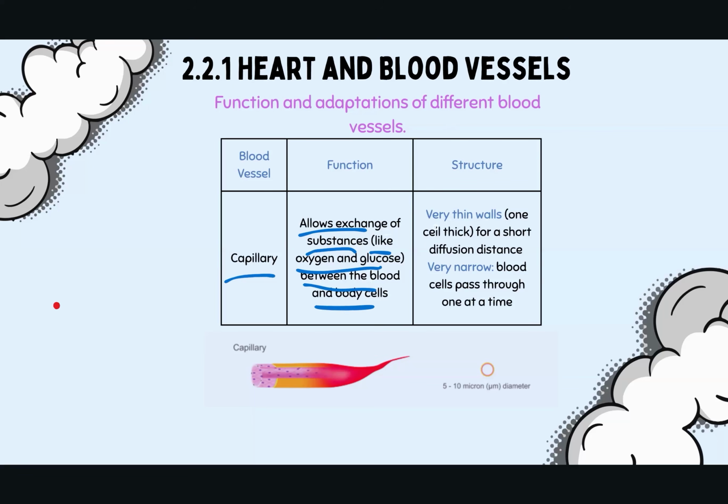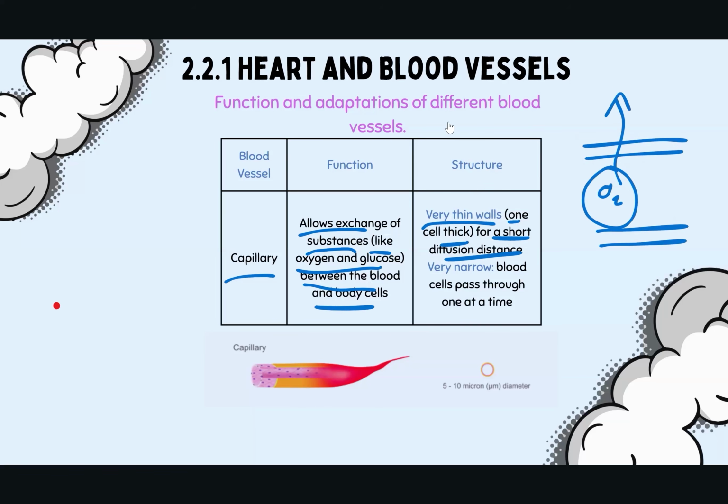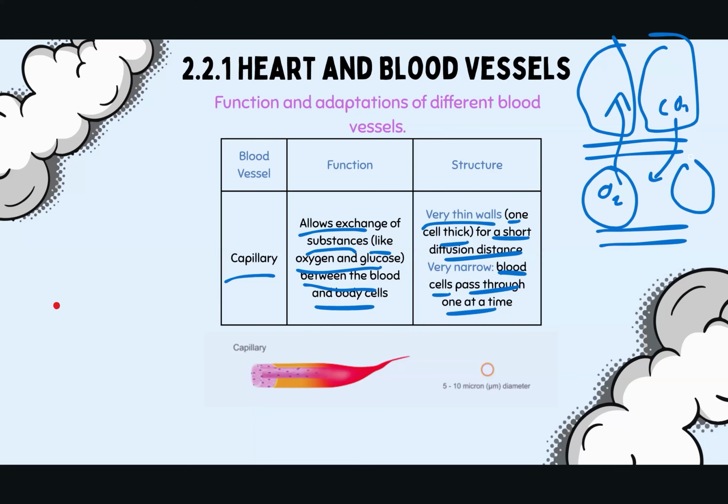So, like I said before, they have very thin walls. They're only one cell thick, the walls are. And there's only space for one blood cell to be passing through at a time. Now, it's got very thin walls, one cell thick, for a short diffusion pathway. So the oxygen can very quickly diffuse across and go to the cells that require it. And then carbon dioxide can very quickly diffuse into the plasma. It's very narrow, so only blood cells pass through one at a time. So you get one blood cell at a time.